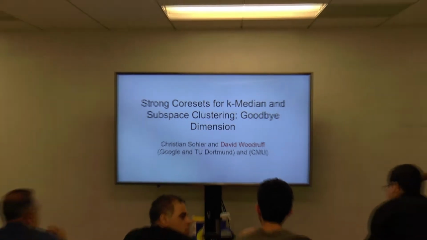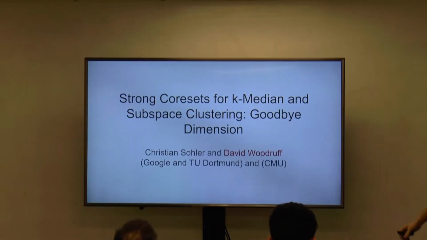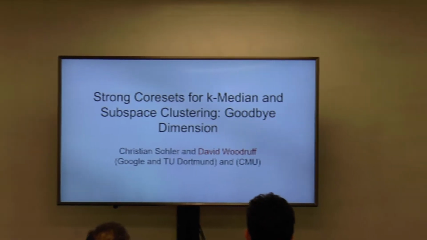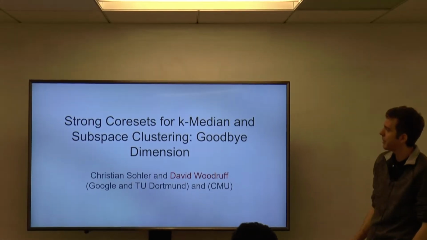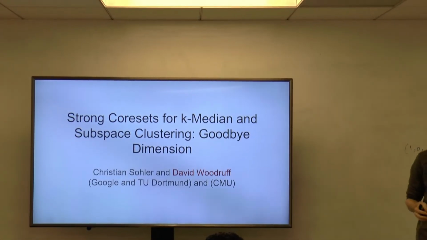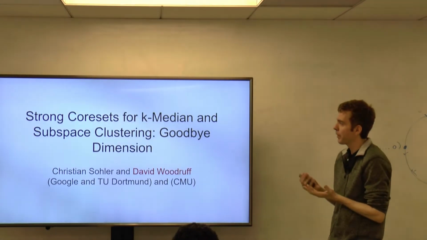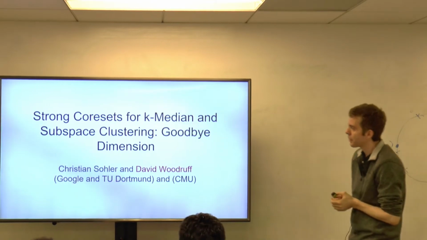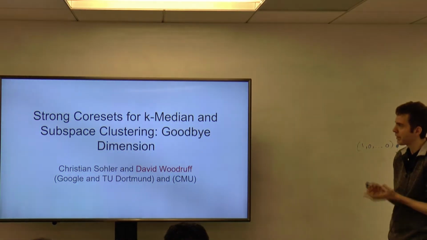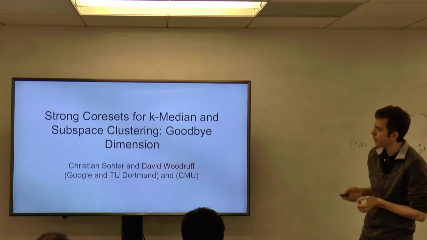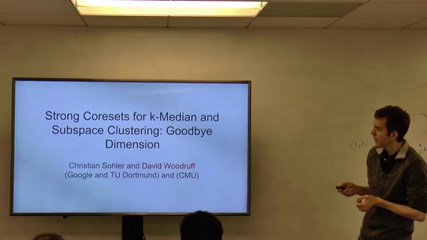Okay, yeah, so thanks for inviting me. This talk is strong coresets for K-median and subspace clustering good by dimension. So we're going to look at the size of coresets, which are succinct data structures for the K-median and K-means clustering problems. And we'll get new bounds on these. This is joint work with Christian Zoller.